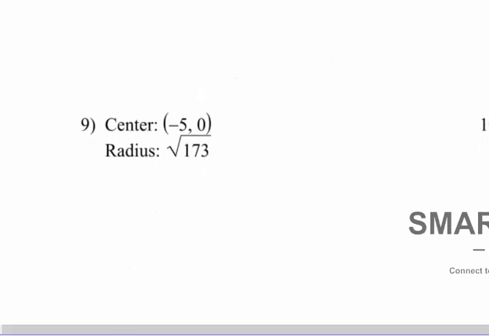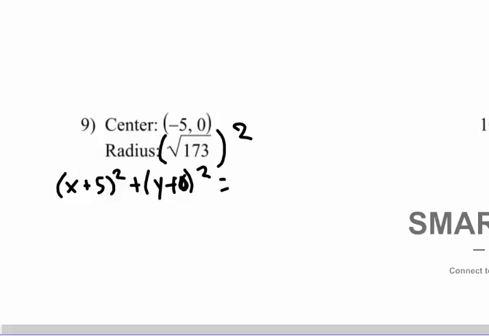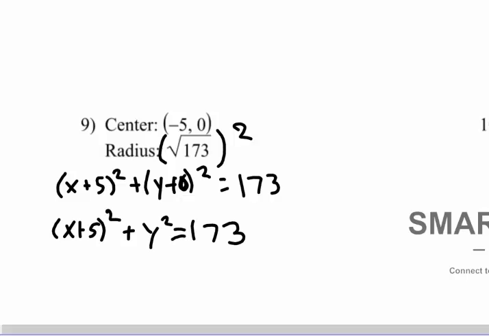Alright, so if we remember our formula for our circle, this is a pretty easy problem. So we remember the inside signs are opposite, so we've got (x plus 5) squared, and here if we wanted to, we could put (y plus 0) if we wanted to. Or we could just put y squared there. And it equals, well, we have to square the radius, so a square root and a square cancel each other out, so we're just left with 173. So this would be our equation for the circle. Not too bad.